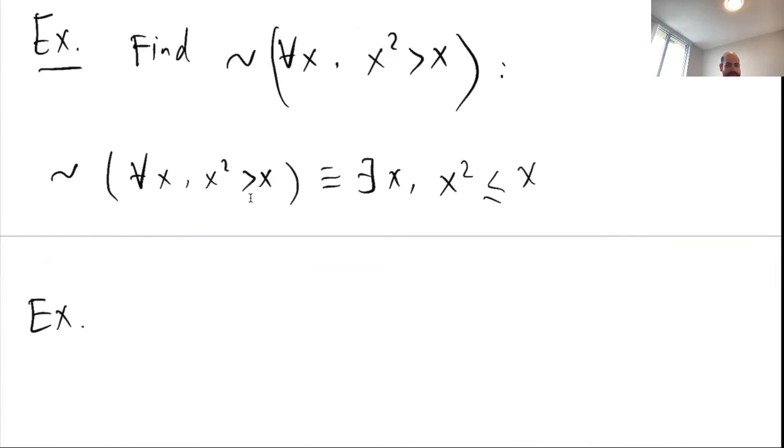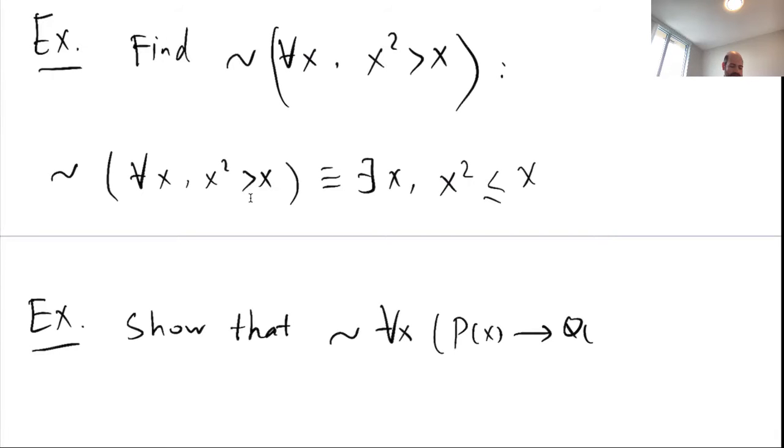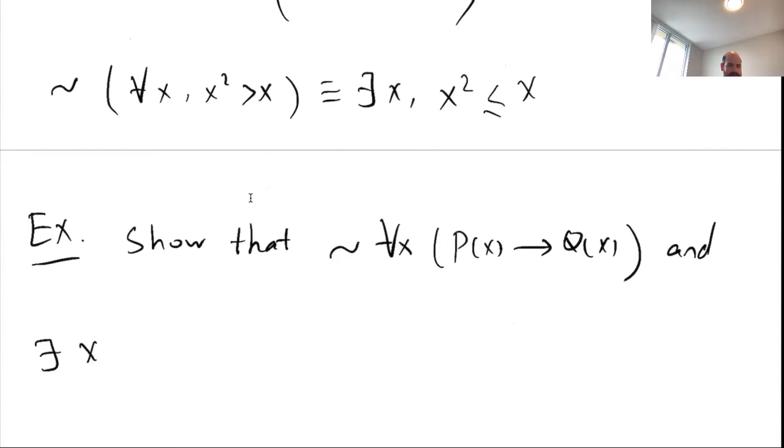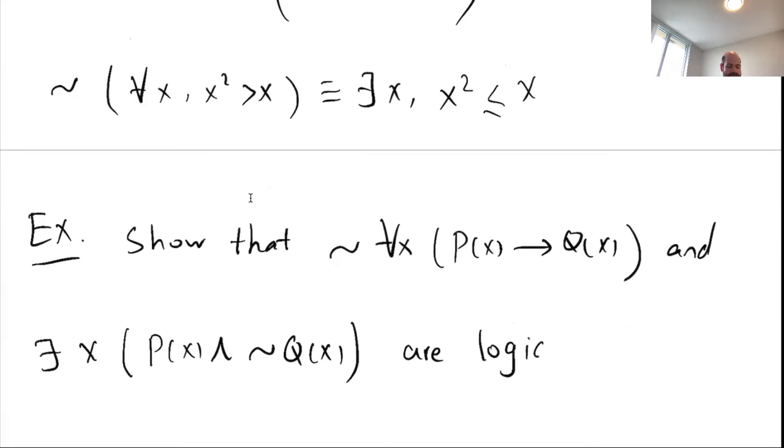Okay, that's it. So another example, show that a negation of for each x, P of x implies Q of x, and there exists x with P of x conjunction negation Q of x are logically equivalent.